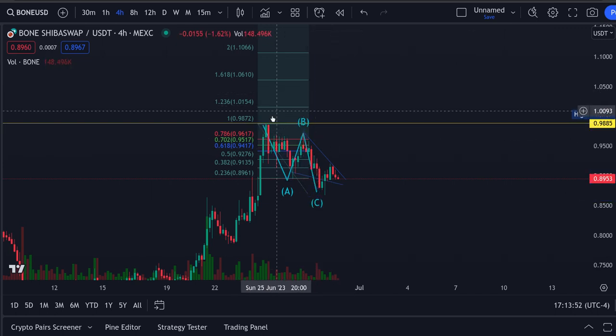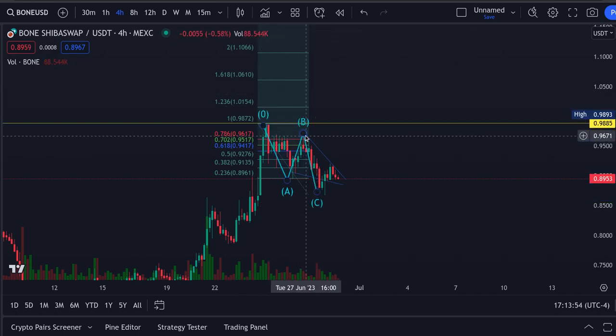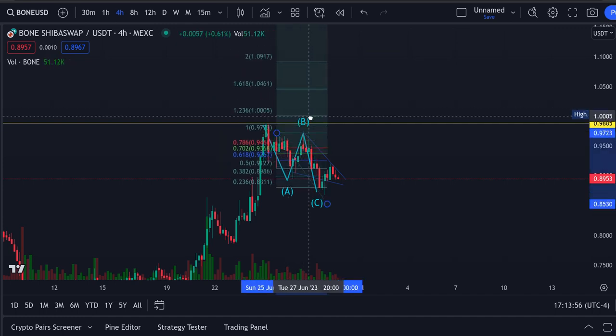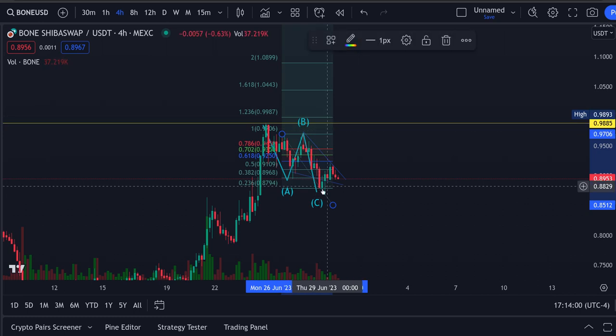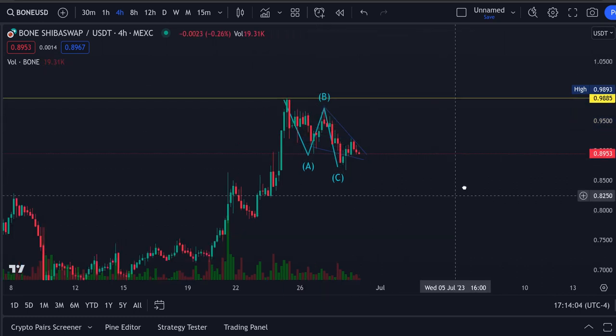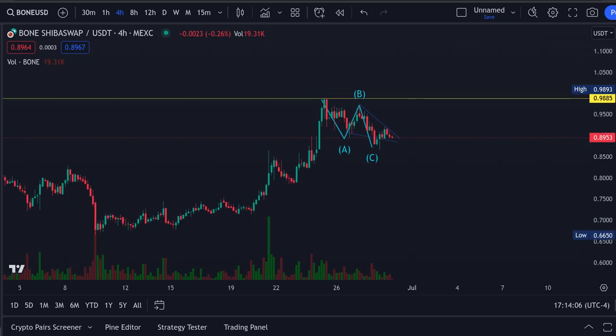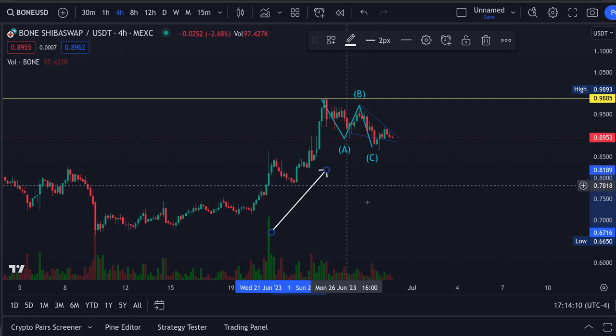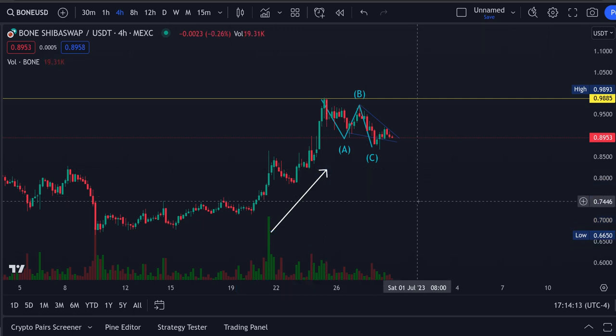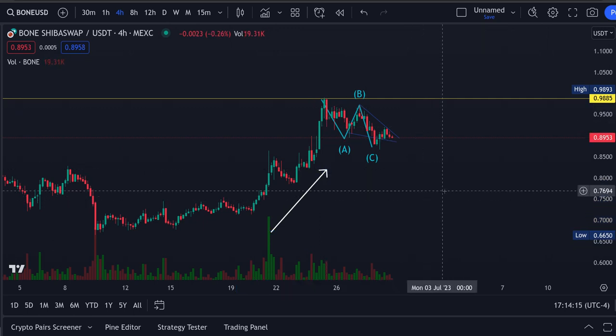Watch, this top here I'm going to put right down on this top, and watch how the bottom perfectly matches up with our bottom right down here. So that was an ABC correction right there. This was obviously starting an uptrend. Okay, so what you would expect next is for a next set of waves to start up from here.